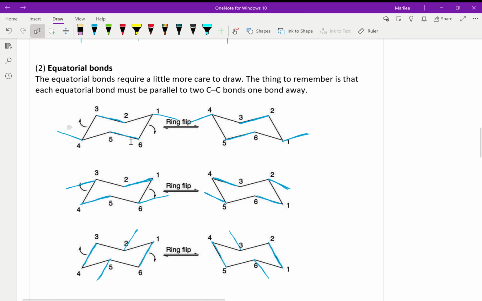So if you have a parallel line 5, 6, and 3, 2, it's going to follow that. You guys see how 1 and 4 are parallel to 5, 6, and 3, 2. And same when you flip it over.